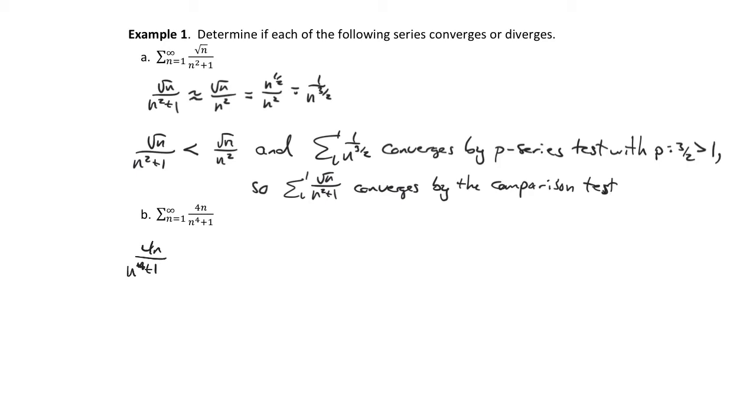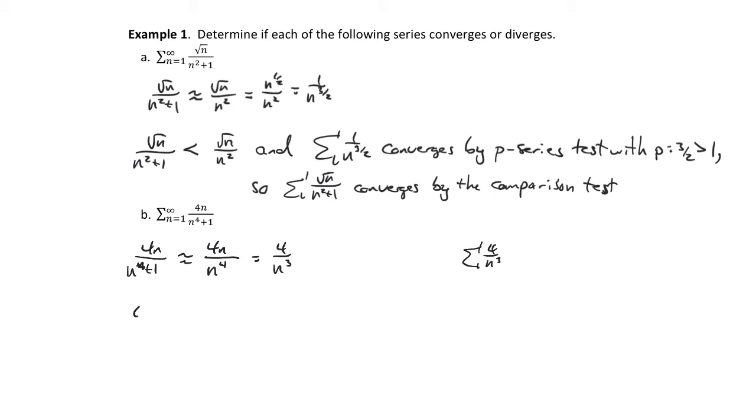Okay, well, for large values of n, things that are smaller in power are insignificant. So I have n to the 4th plus 1. The plus 1 is insignificant compared to the n to the 4th. And this reduces to 4 over n cubed. Now I know that the series of 4 over n cubed will converge by the p-series test. P is equal to 3 this time. The 4, again, we can just pull out. That converges. And so my series probably converges, but I've got to make sure that I get the right inequality.